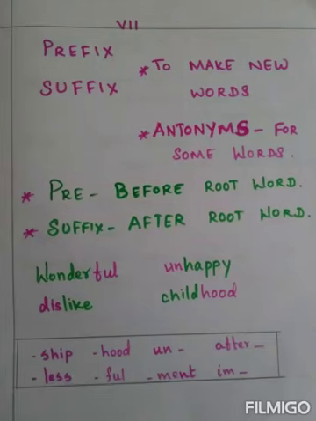For examples, I'll give you some. Wonder. Wonder is a root word. You add a suffix, full. So it makes wonderful. Happy is a root word. You add un. Unhappy. It is an antonym. Happy, unhappy. Similarly, like, dislike. Child, childhood. Okay, so this way you can make more new words by adding prefix and suffix.